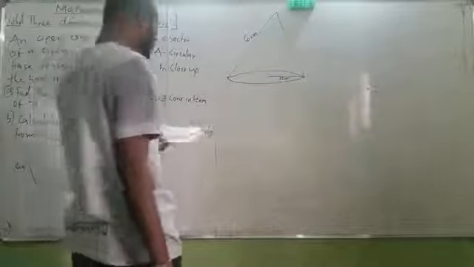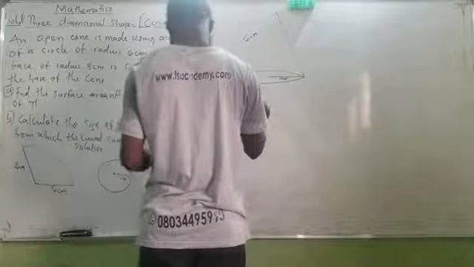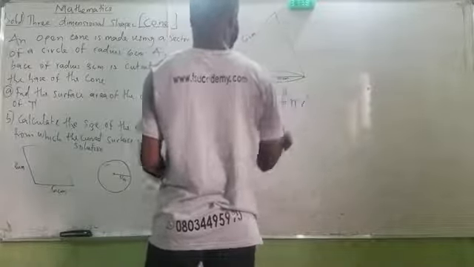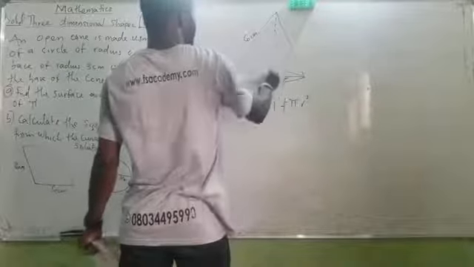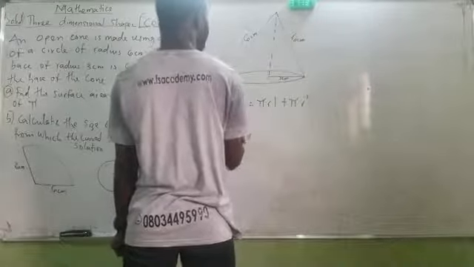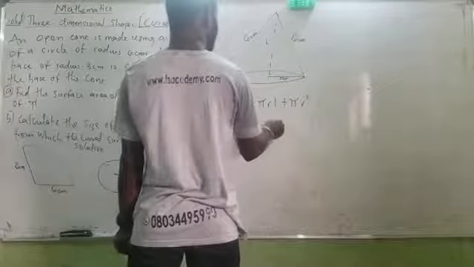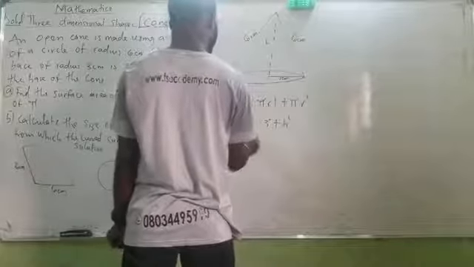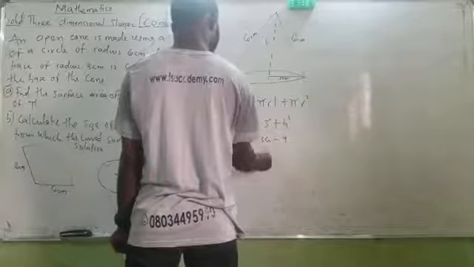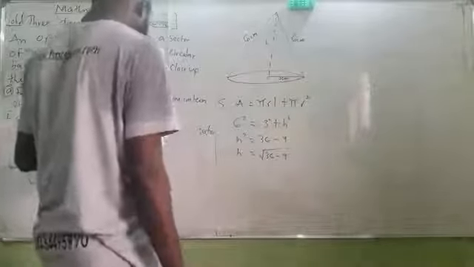Now, how do I find my surface area? My surface area will be equal to pi RL plus pi R squared. Don't forget that also here is 6. Here will be the height, I don't know it. 6 squared equals 3 squared plus H squared. H squared equals 36 minus 9, so H equals root of 36 minus 9.